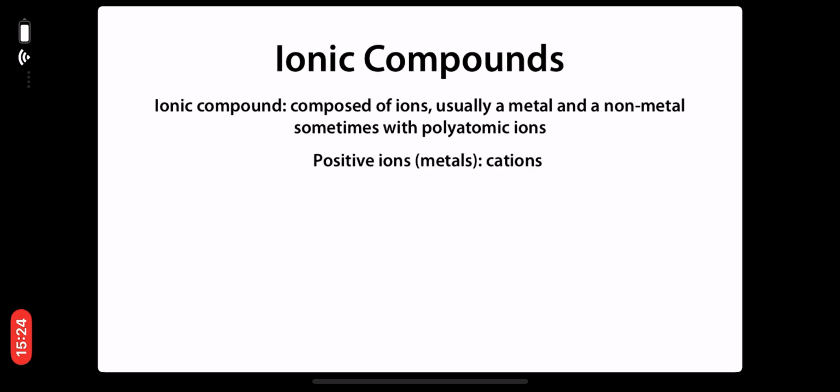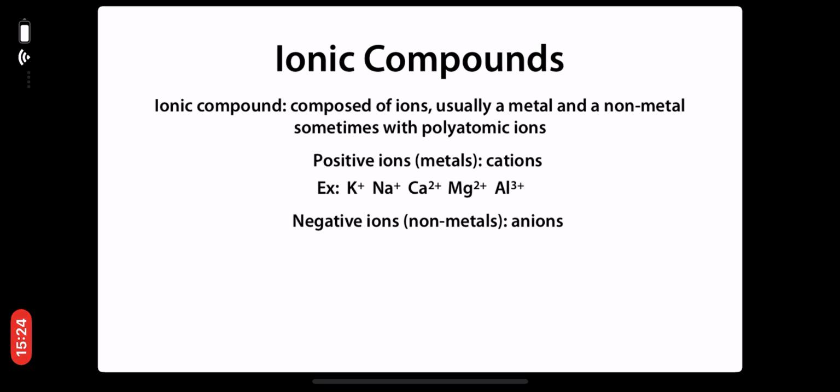Positive ions, which are usually metals, are called cations. Some examples include K+, Na+, Ca2+, Mg2+, and Al3+. Negative ions, which are usually nonmetals, are called anions. Some examples include Cl-, F-, O2-, S2-, and I-.